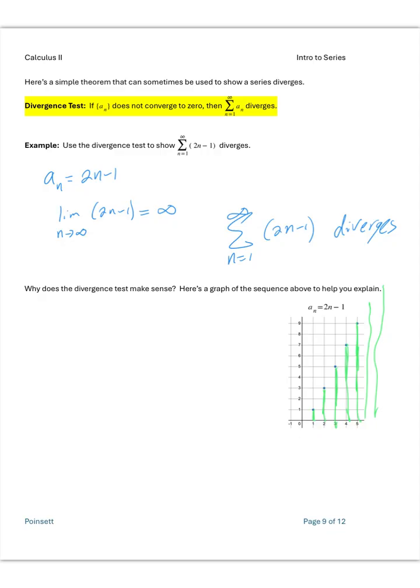Now that we have a theorem for geometric series, and we also have what is called the divergence test, let's look at several problems together where it doesn't tell you what to do, and we have to decide which test to use.